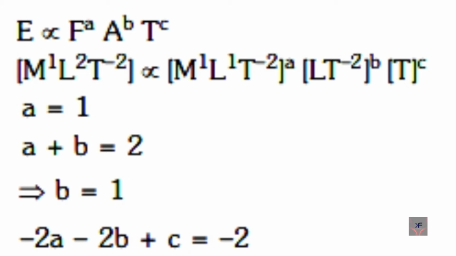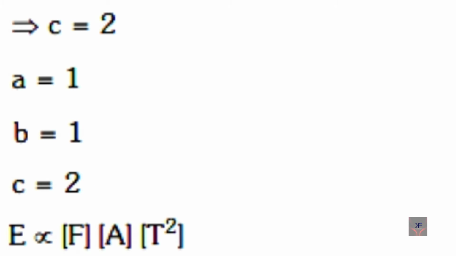Next for A to the power b, take the dimensional power of all L on the right-hand side. So a plus b is equal to 2. Substitute the value of a in this equation, so you get b is equal to 1. Next for T to the power c, take the dimensional power of all T on the right-hand side. So minus 2a minus 2b plus c is equal to minus 2. Substitute a and b value in this equation, so you get c is equal to 2.